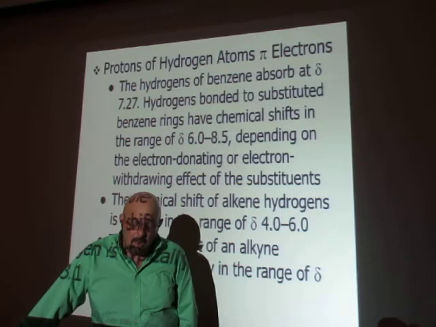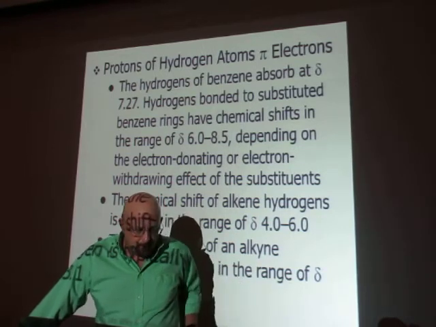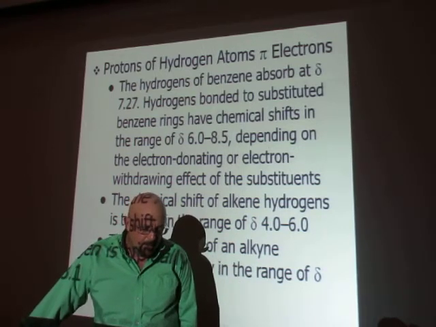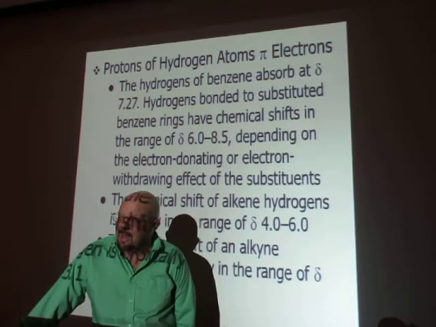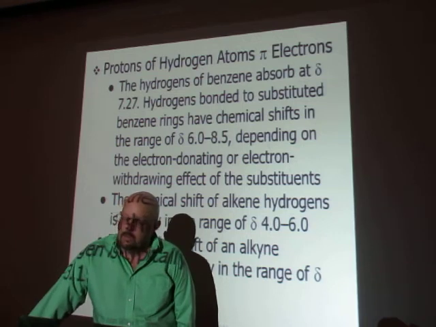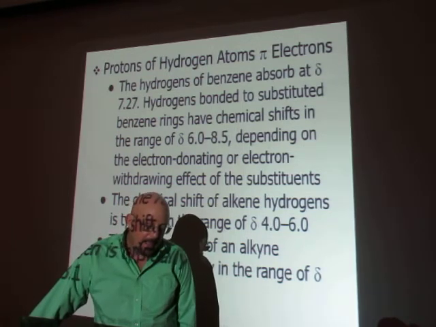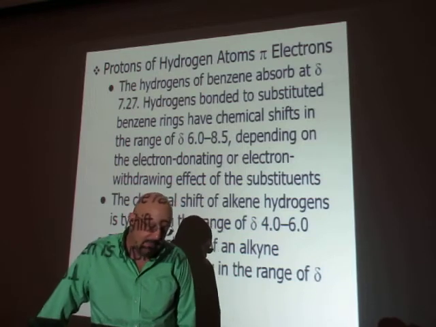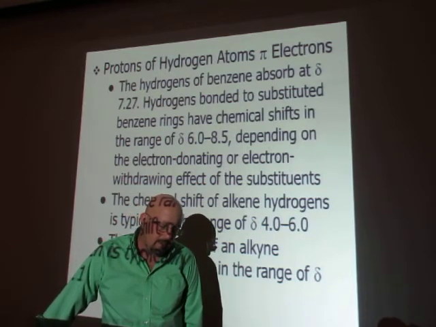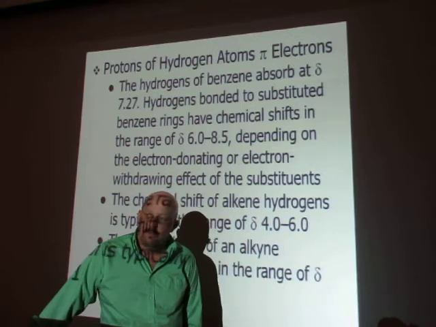And then some others that weren't on the book slides. All the way down there, about 9.5 to 10, is an aldehyde proton. That's the proton directly attached to a carbonyl. And then even higher, 10.5 to 11, that's a carboxylic acid proton.